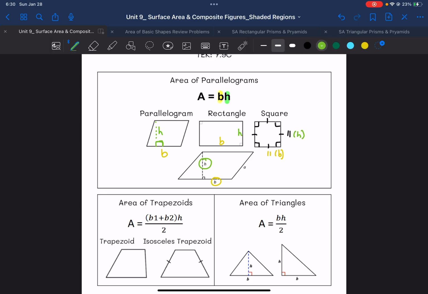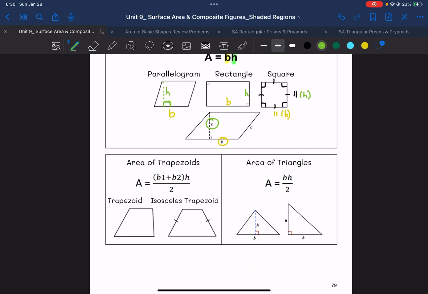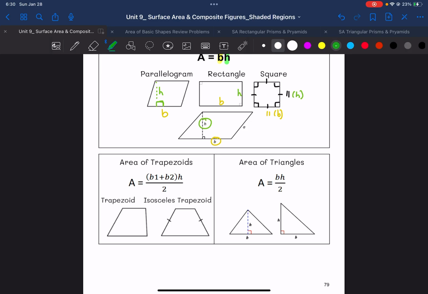All right, let's go to area of trapezoids. So this again is the formula right here. Area is equal to base 1 plus base 2 times height divided by 2. So base 1 plus base 2 times height, okay?